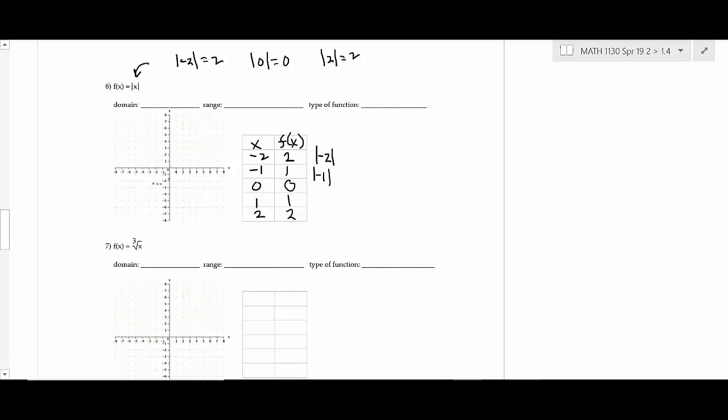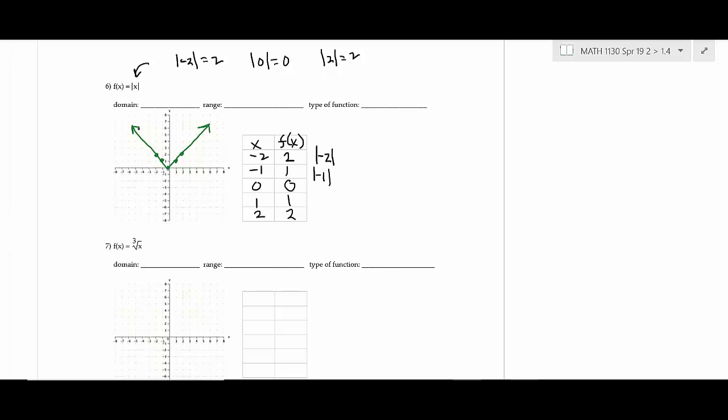So if you plot these points, we'd have negative 2, 2, negative 1, 1, 0, 0, 1, 1, and 2, 2. So that's that V shape. So you just sketch this in, and it's going to go like that, and that's the idea. So you want to know what the absolute value looks like.